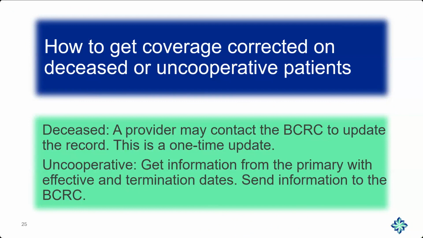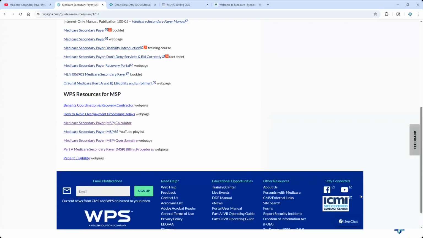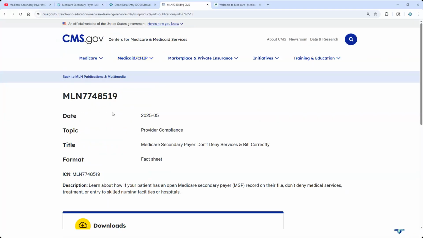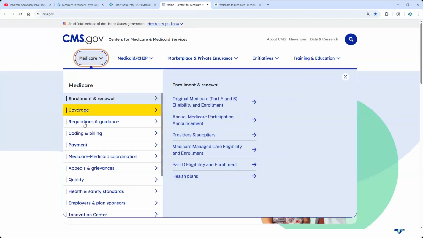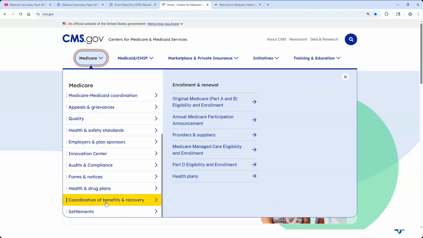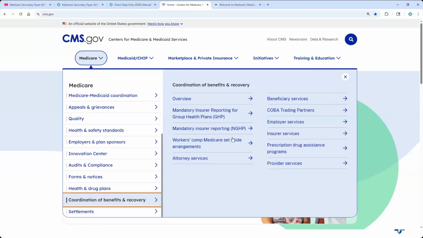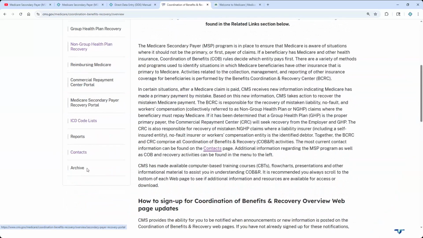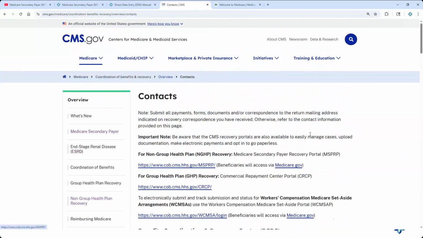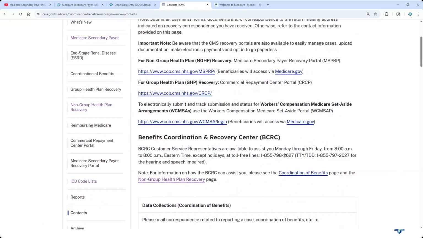If you're not familiar again with where to find that information, that's where you have to come back to CMS. Go to the website. Here's where I recommend it. Remember, we were talking about coordination of benefits and recovery. We're just going to do the general overview, and scroll down. There's our contact list. And here's where you can go to get what you need to call them.